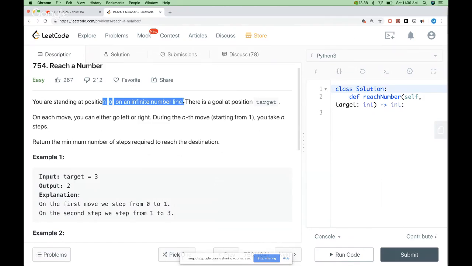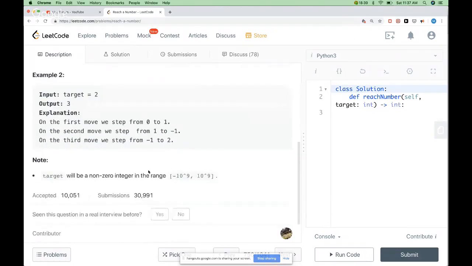And on each move, we can either go to the left or to the right. And during the nth move, when we are starting from 1, we can take n steps. So during the first move, we can go 1 step. During the second move, we can go 2 steps. During the third move, we can go 3 steps. And these steps can be either on the left or on the right. And so we can go to negative values and we can go to positive values. Also, the target can be negative or positive, so it's between this range here, and it's not 0.